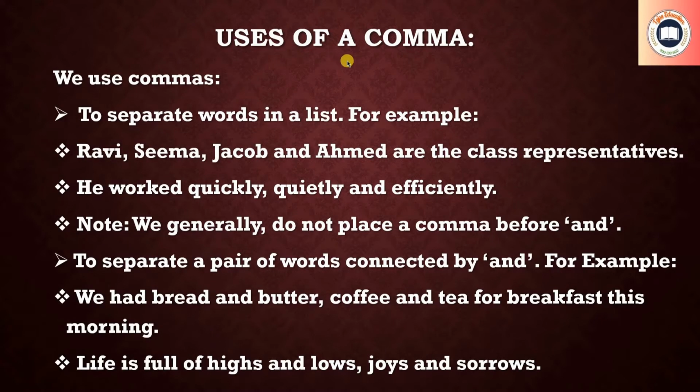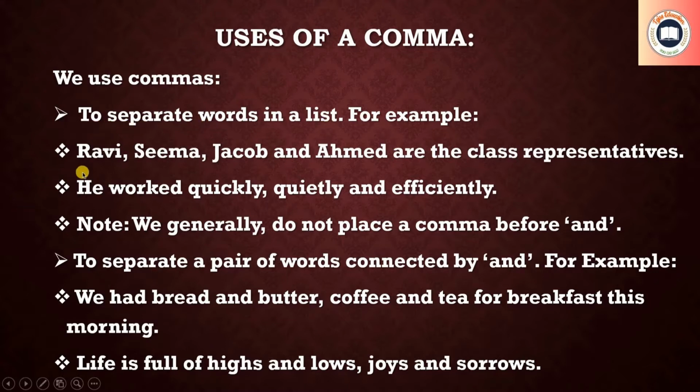Now let us take a look at the uses of a comma. Now that we know what is a comma, let us take a look at the different uses of a comma. So, while seeing what is a comma, we have seen that a comma denotes a short pause. That is a use of a comma, but that is not the only use of a comma. There are some more uses of a comma. Let us take a look at the different uses of the comma one by one. So, the first use of the comma is to denote a short pause. And the second is to separate words in a list.